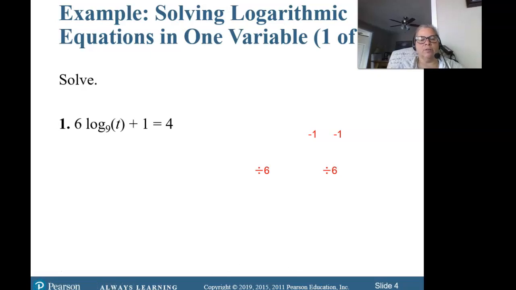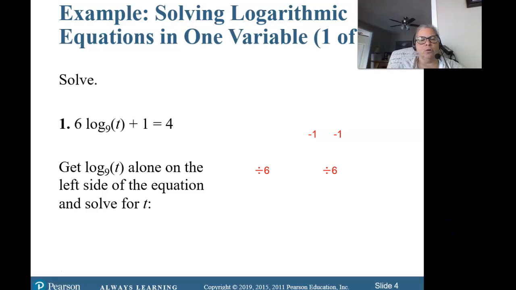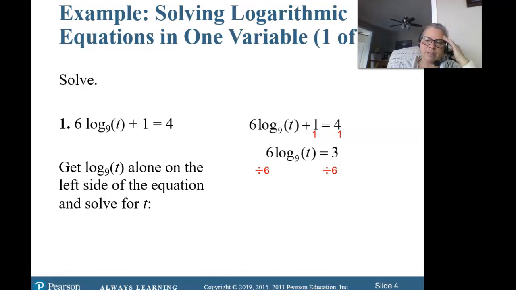So let's take a look at this equation: 6 times log base 9 of t, plus 1, equals 4. Our goal is to get t by itself, so let's get started. Right now, we're going to subtract 1 from each side like we have with all of our other equations, linear, exponential. So we subtract 1 from each side. All of a sudden, we realize now we need to divide by 6. Remember, 6 log base 9 of t is implying 6 times log base 9 of t equals 3.